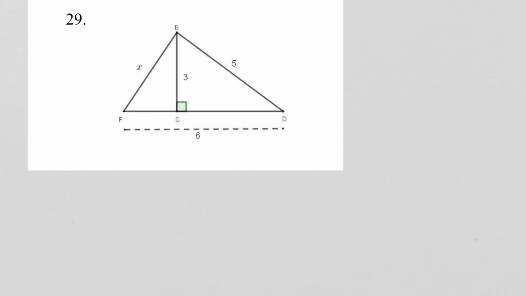Okay, first thing I'm going to do is find this side right here, and I'll call it y. And you notice I have a 3-4-5 triangle, so I know this is a 4. I don't have to do any math there. y is equal to 4.